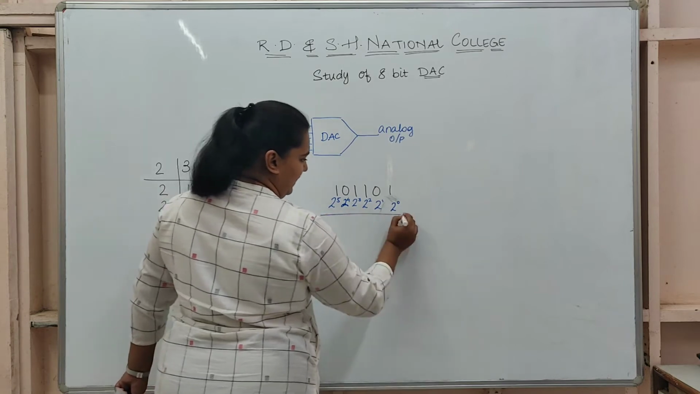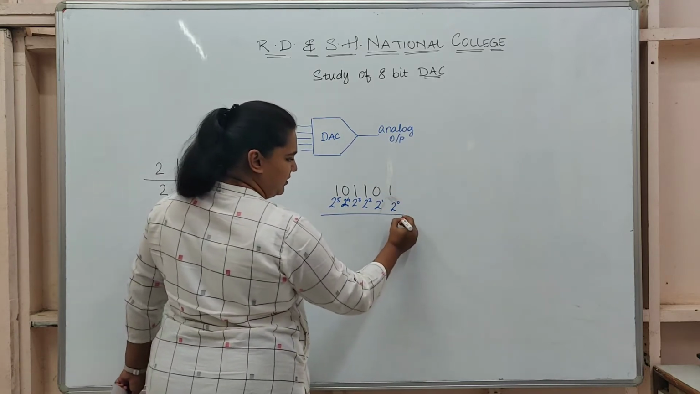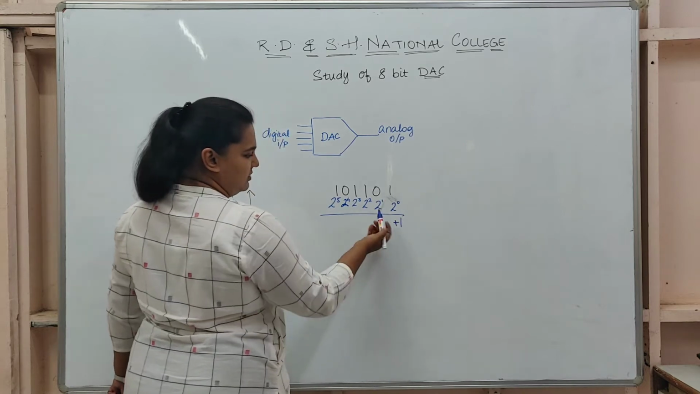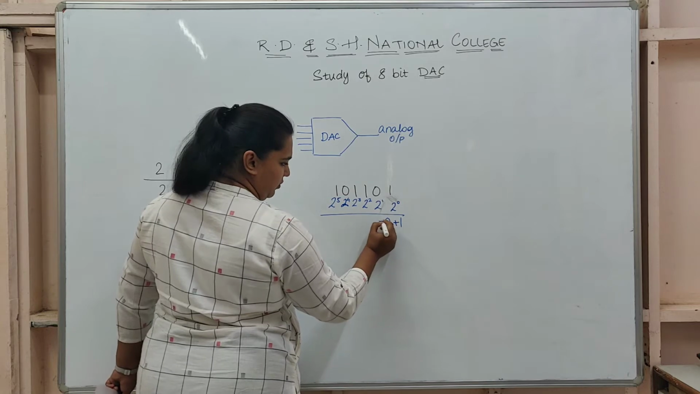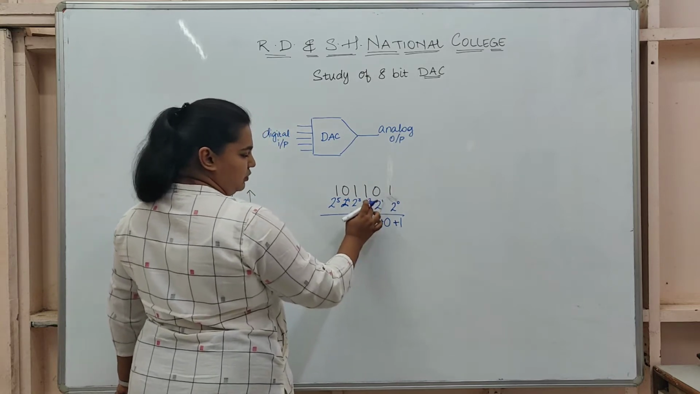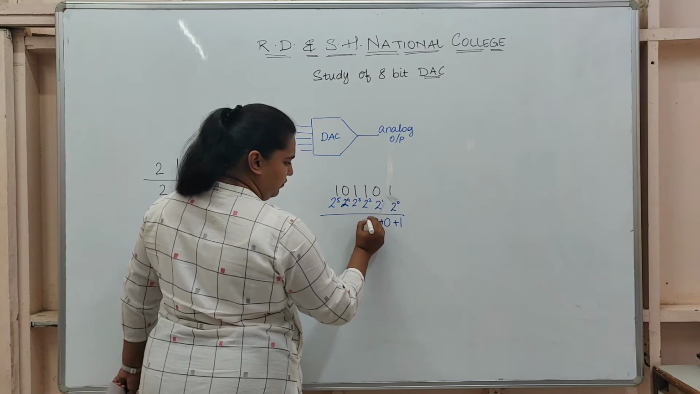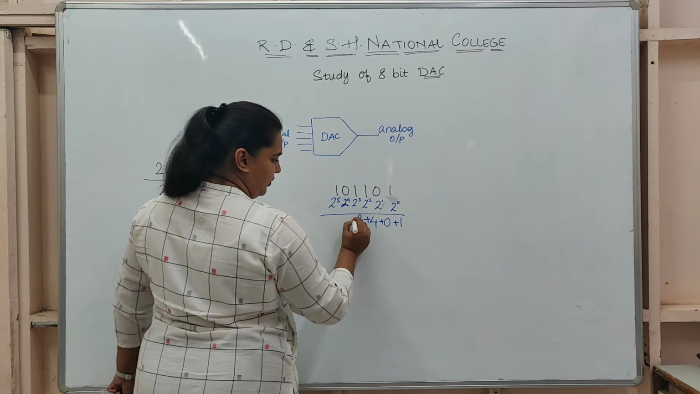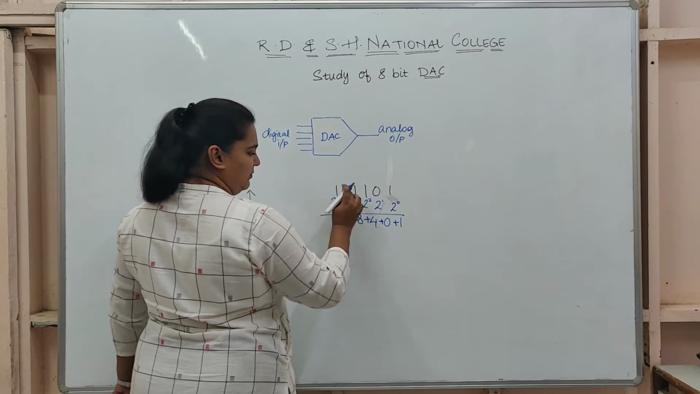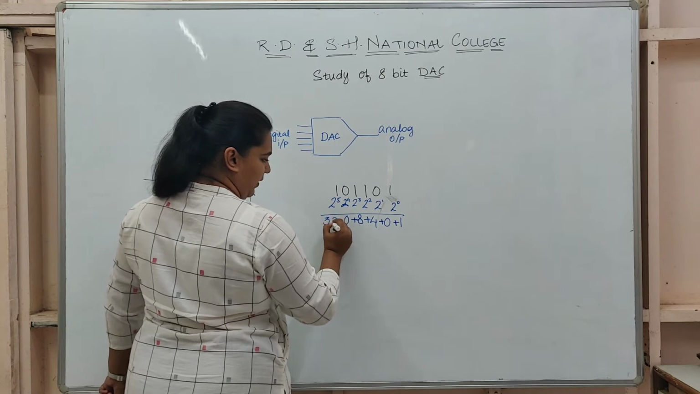When I multiply, I will get 2 raised to 0 is 1, 1 into 1 is 1. We add this. 2 raised to 1 is 2, but 2 into 0 is 0. 2 raised to 2 basically is 4, 4 into 1 will give you 4. 2 cube is 8, 8 into 1. 2 raised to 4 is 16, but into 0. 2 raised to 5 is 32, into 1.